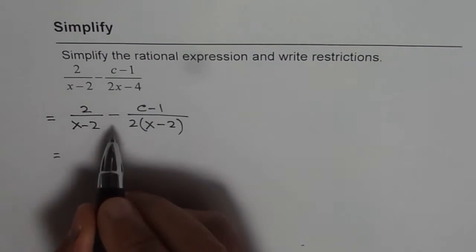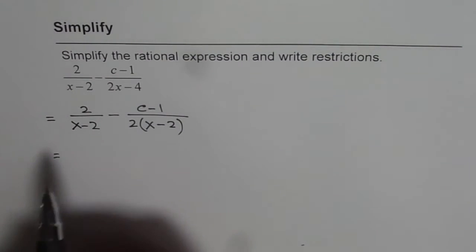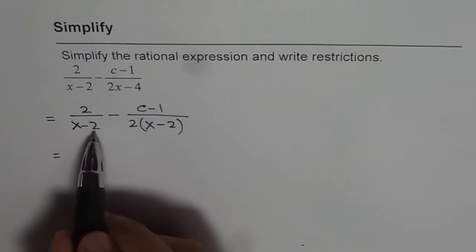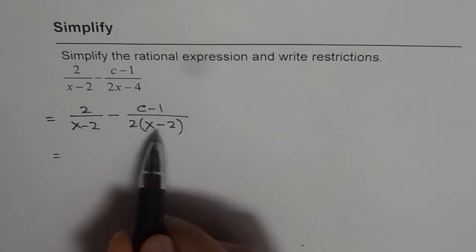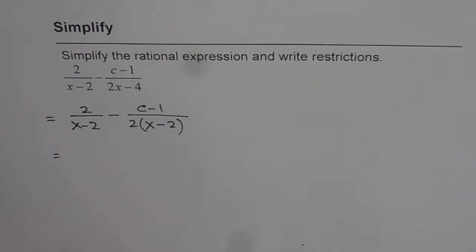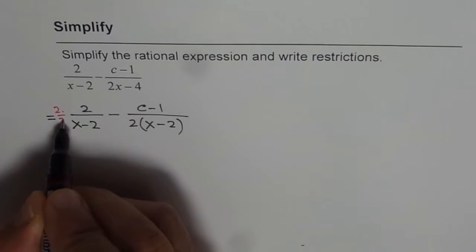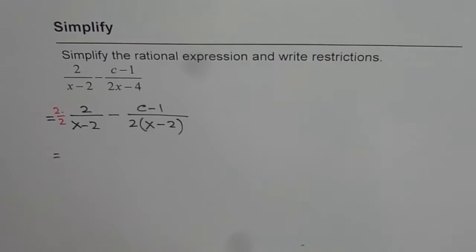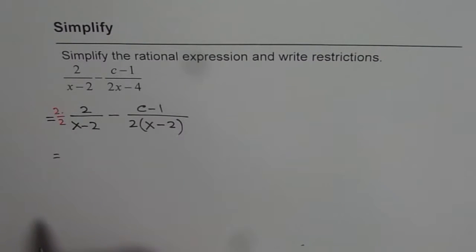Now, to subtract, we should have a common denominator. In the first term, the denominator is x minus 2, while in the second, it is 2 times x minus 2. To make the denominators common, we need to multiply the first term by 2 over 2. Since 2 over 2 is 1, multiplying by 1 does not really change the expression, right? So it is an equivalent expression.